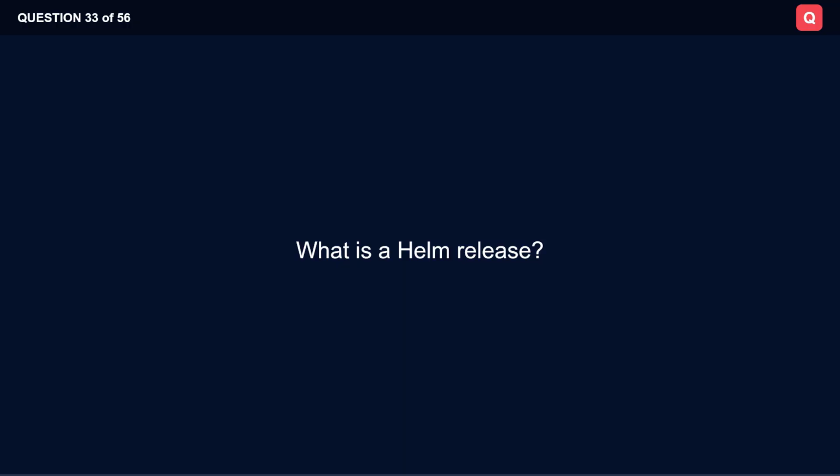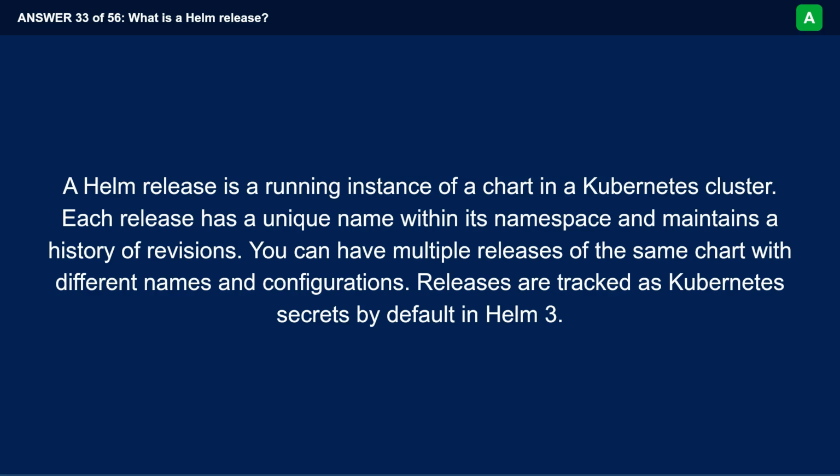What is a Helm release? A Helm release is a running instance of a chart in a Kubernetes cluster. Each release has a unique name within its namespace and maintains a history of revisions. You can have multiple releases of the same chart with different names and configurations. Releases are tracked as Kubernetes secrets by default in Helm 3.